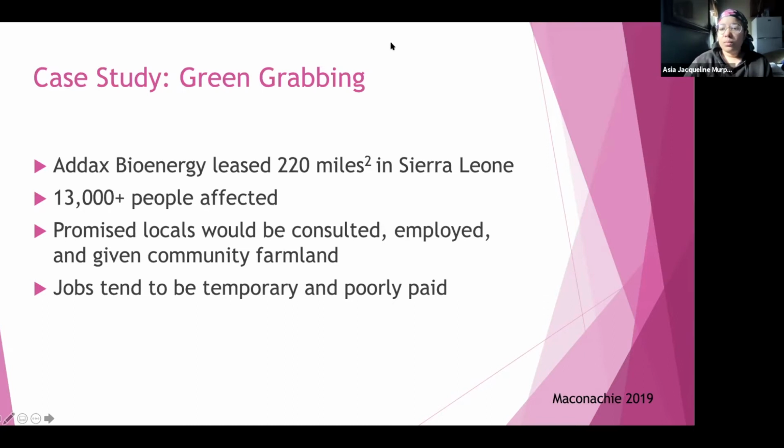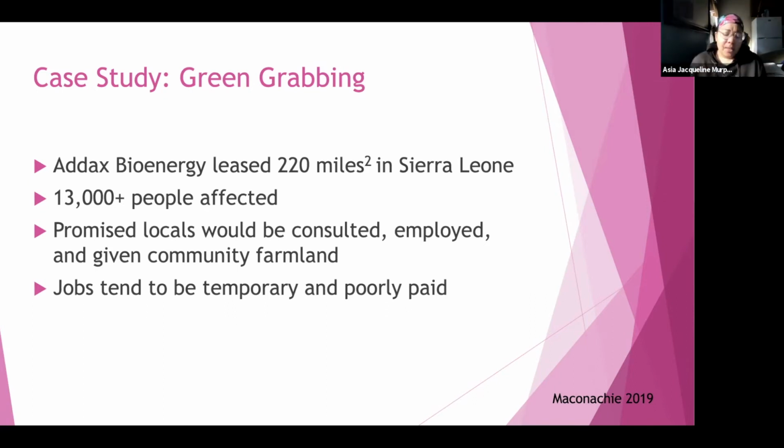Okay, so case study. This is the Sierra Leone case study that I mentioned earlier. And what we see here is Addax Bioenergy, a Swiss corporation. They decided to lease 220 square miles of prime agricultural land from the Sierra Leone government. And the government jumped on that, of course, because at the time that they had leased it, they had just gotten over the Ebola crisis. And even without Ebola, Sierra Leone was a pretty poor country. There's a lot of conflict.